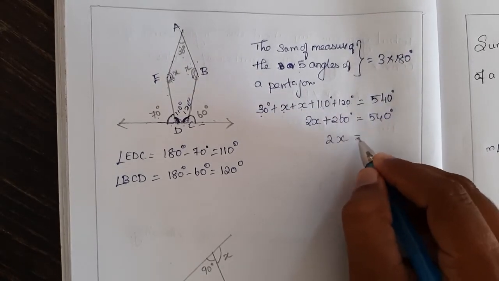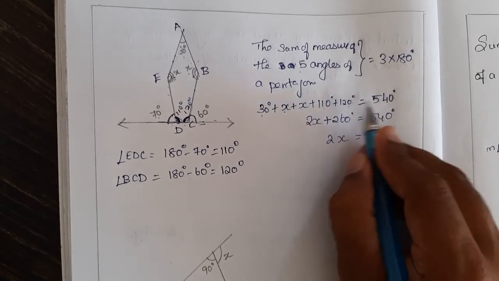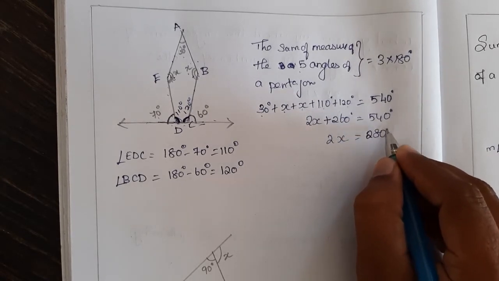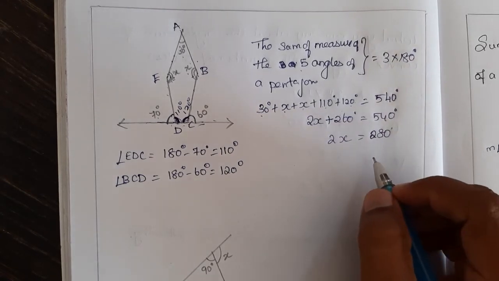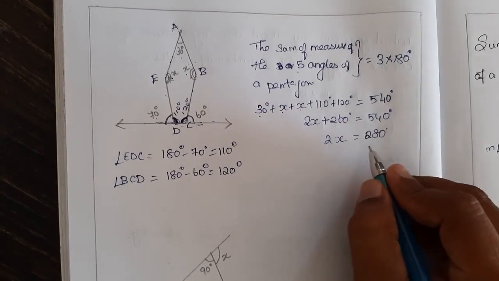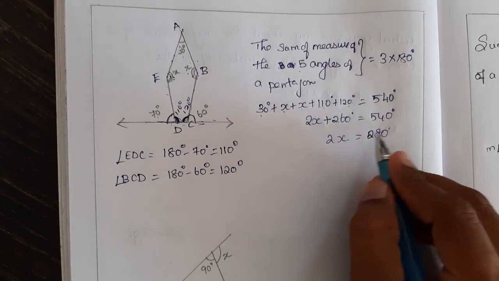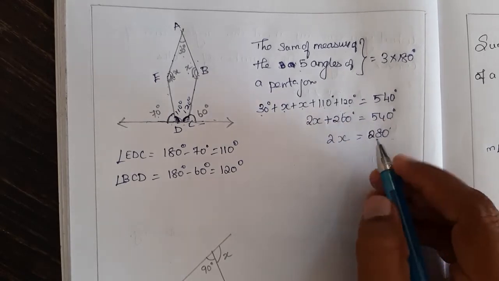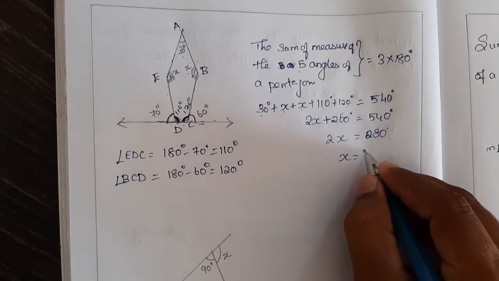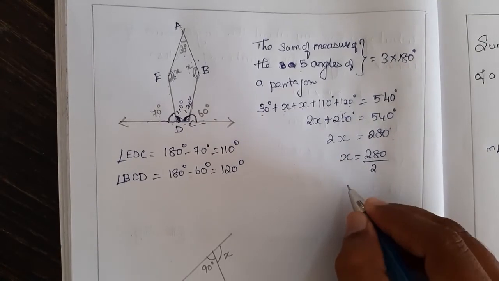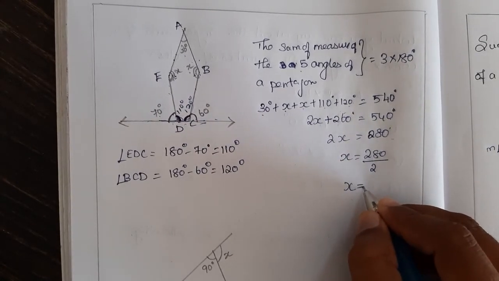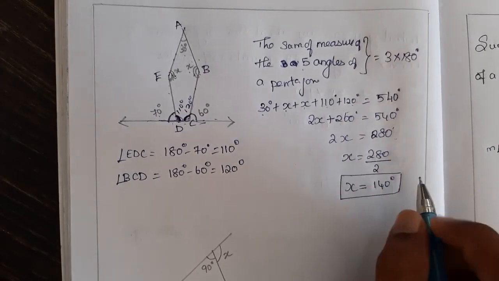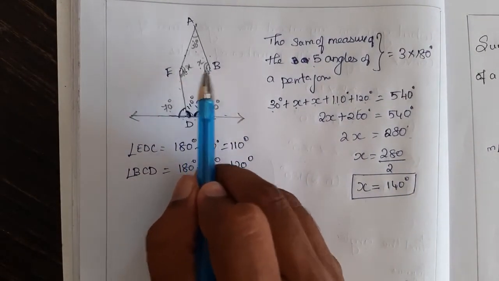So 2x is equal to, we'll subtract here. If 260 is subtracted from 540, it will become 280, right? Yes, 280. So 2x is equal to 280. I skipped the minus step and directly wrote the answer, 540 minus 260. So x is equal to 280 divided by 2, and the x value will become 140 degrees. So the angle of both x is 140 degrees each.